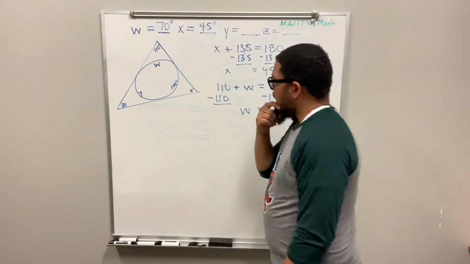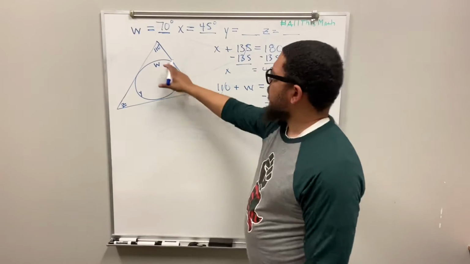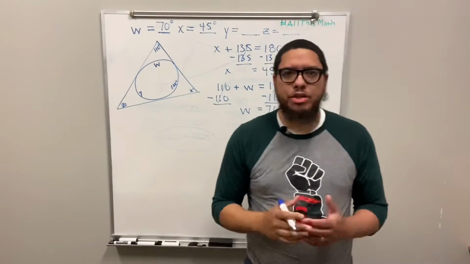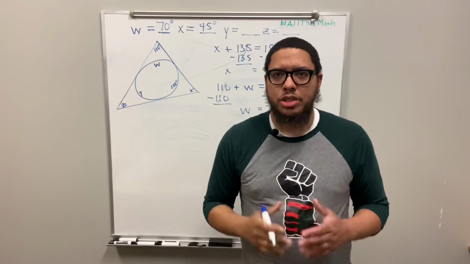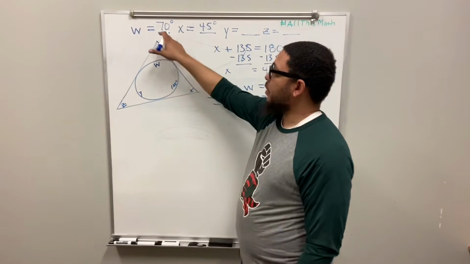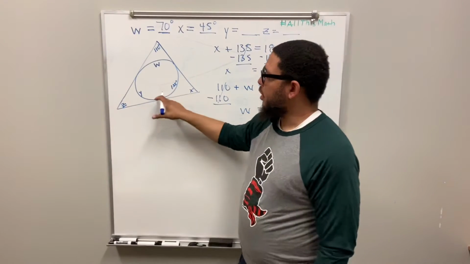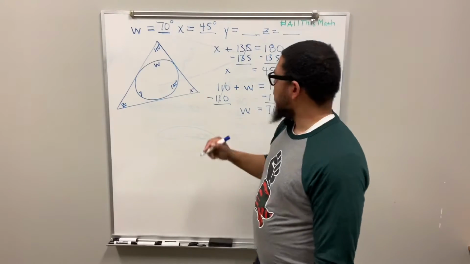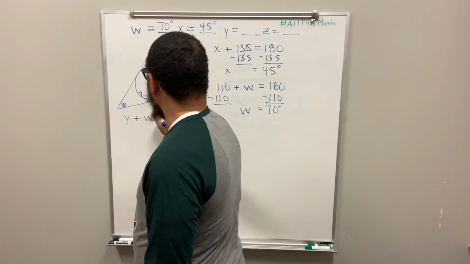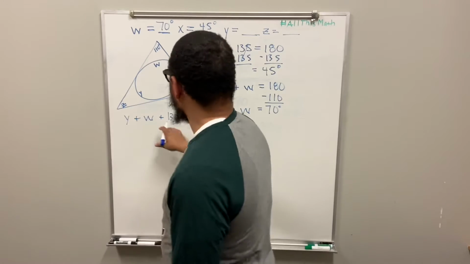All right, now, let me see. A couple things I could do. This is a circle, right? All the arcs in a circle must add up to 360 degrees. So if I know that this arc is 135 and I just figured out that this arc was 70, there's only one arc left, the arc represented by the variable Y. So that means that this happens: Y plus W plus 135 is equal to 360.